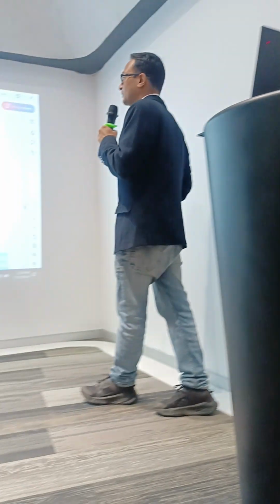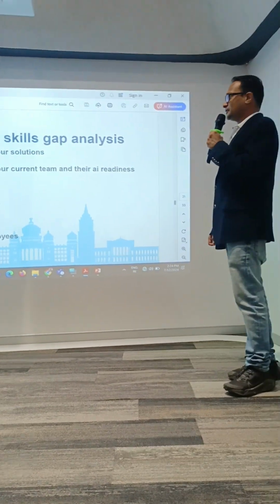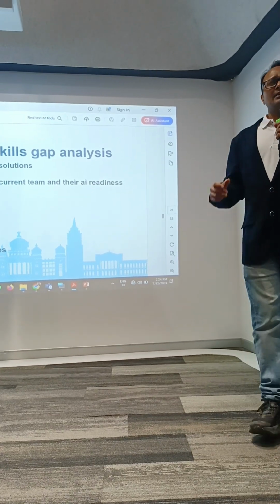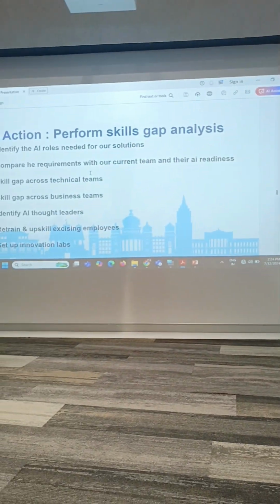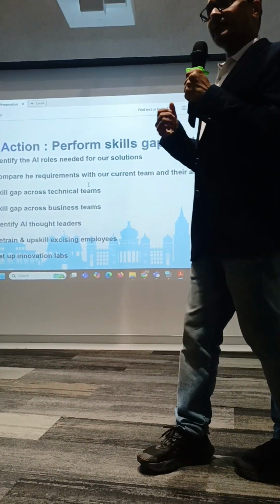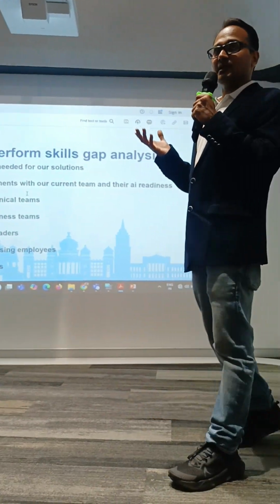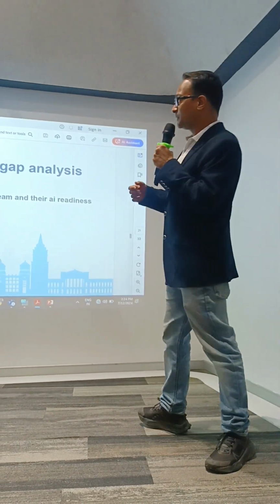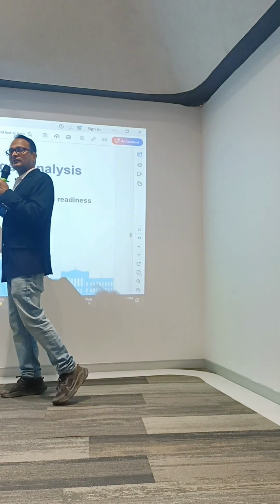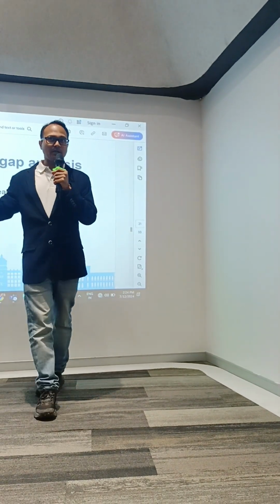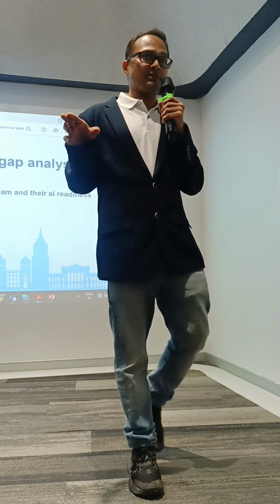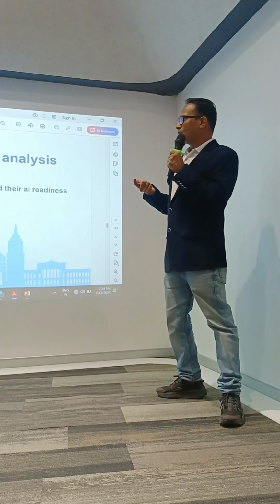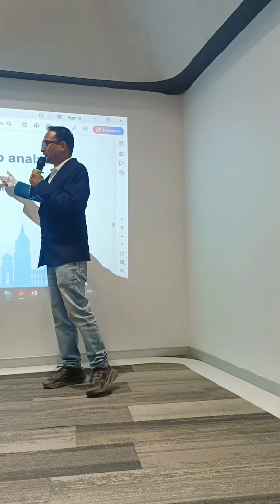Another action item is performing skill gap analysis. So you need to identify the AI roles which are needed for the solutions that you are targeting. There are a lot of AI consultants, as well as, within CIO offices, a lot of people coming with a new tag which talks about AI. So you need to identify the AI roles, not only within the CIO office, but also across the plants, across the end users, across the organization. There should be process champions, there should be key users whom you should be able to onboard over here.